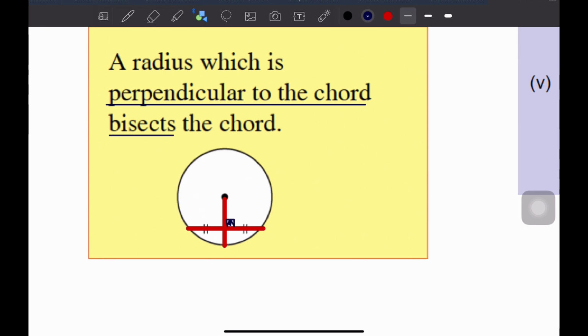Apakah itu bisect? Bisect means it divides the thing into two equal lengths. Maksud dia, dia memotong dan membahagikan dua chord ini menjadi sama panjang. So that is what it means by perpendicular to the chord bisects the chord.